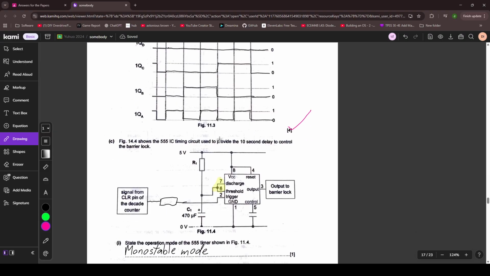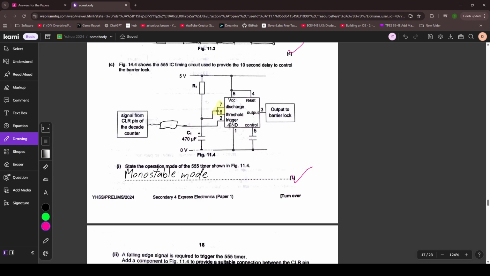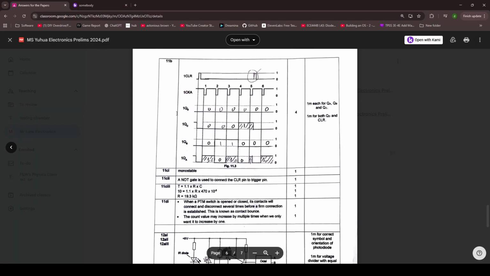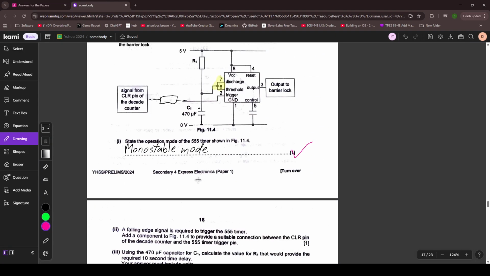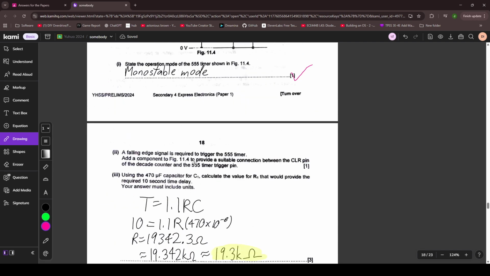14.4 shows the 555 IC timing circuit used to provide a 10-second delay to control the barrier lock. State the operation mode of the 555 timer. So this is just facts again. This is monostable mode. Just monostable. Yeah, okay, this works. A falling edge is required to trigger the 555 timer.